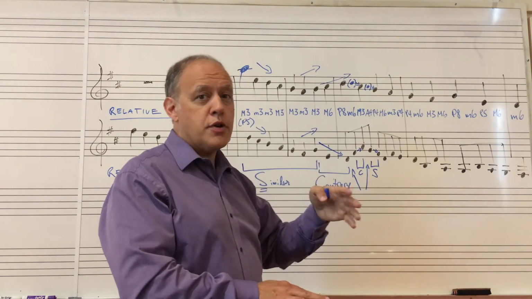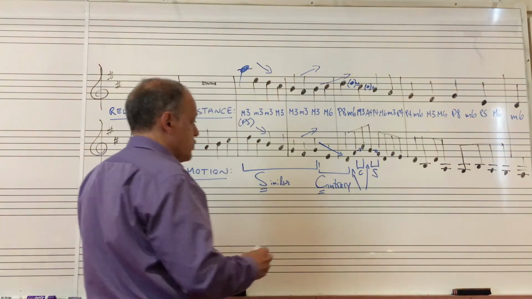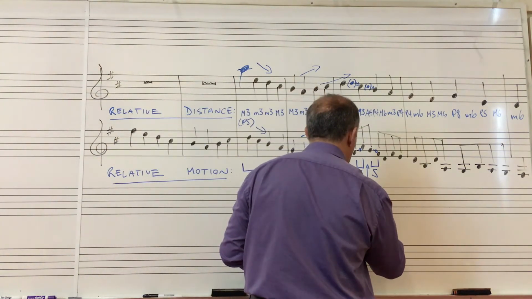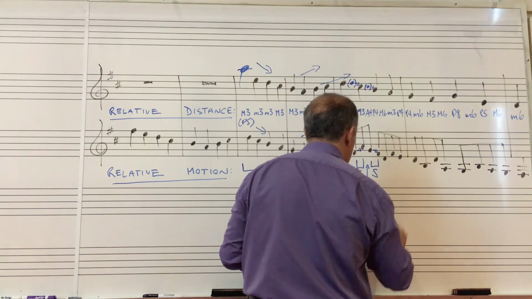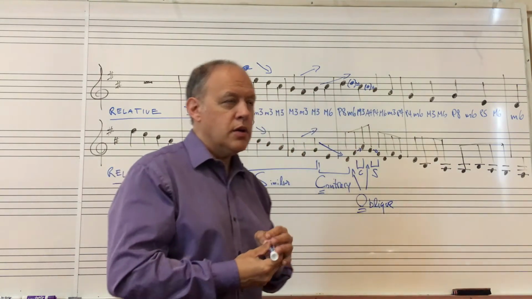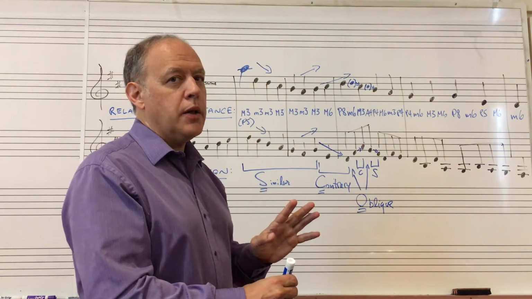So we have a third term of analysis that we use for relative motion, and that is oblique motion. And that means that one part, with respect to pitch, is immobile.